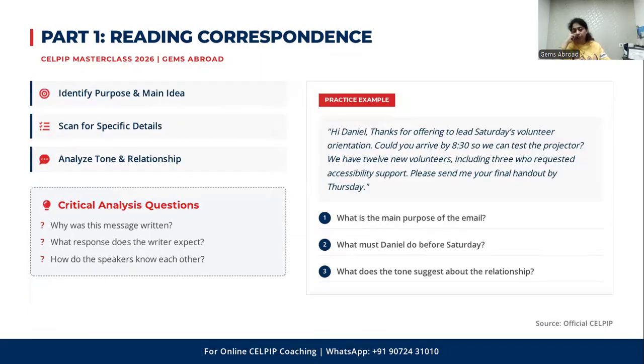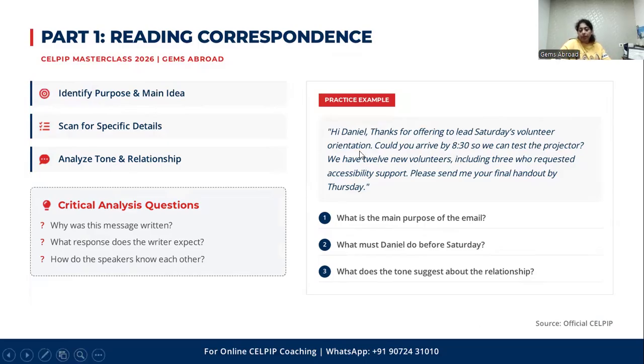The first is reading correspondence. This may involve an email or some other practical communication. There are three important points: identify the purpose and main idea, scan for the specific details, and identify the tone or relationship.